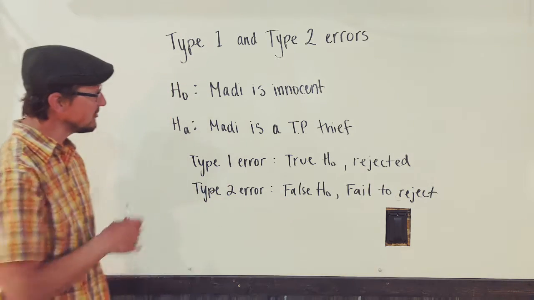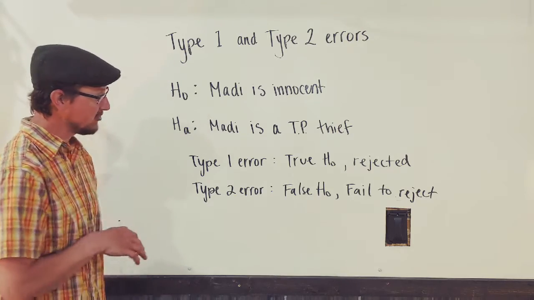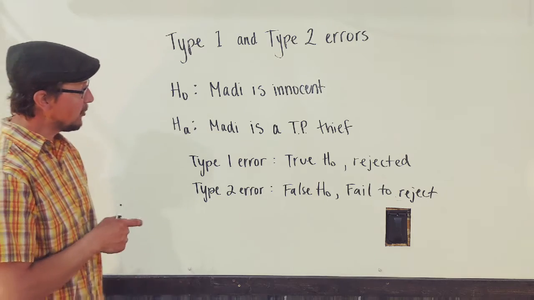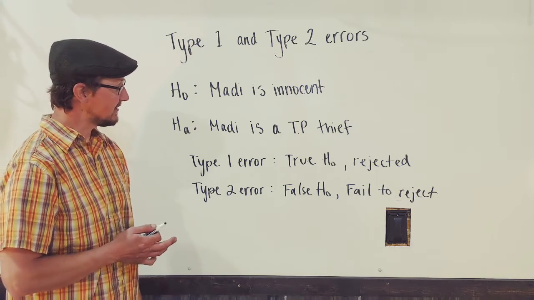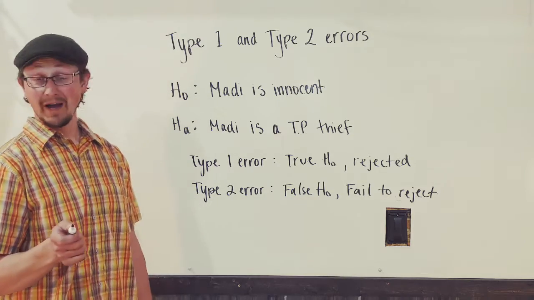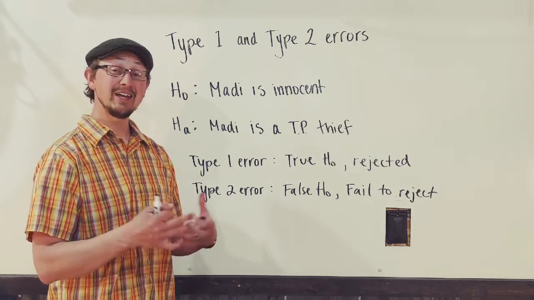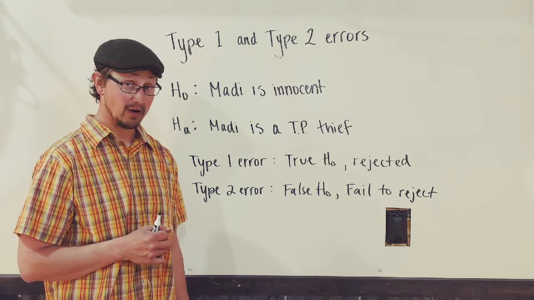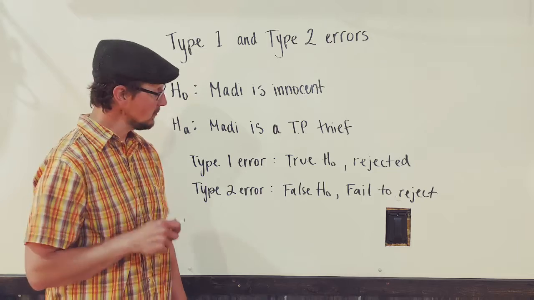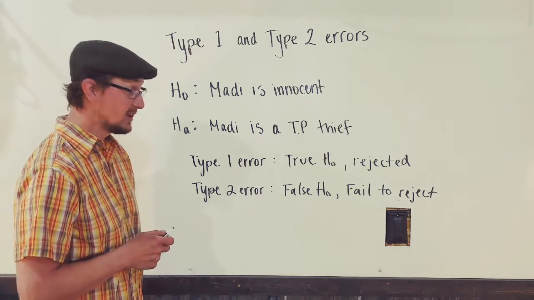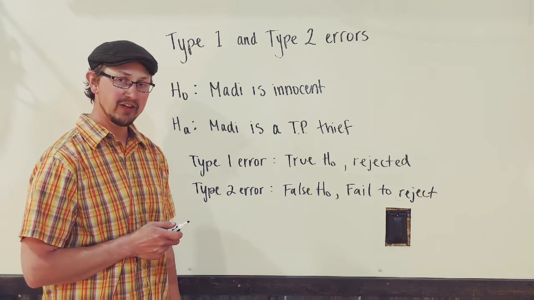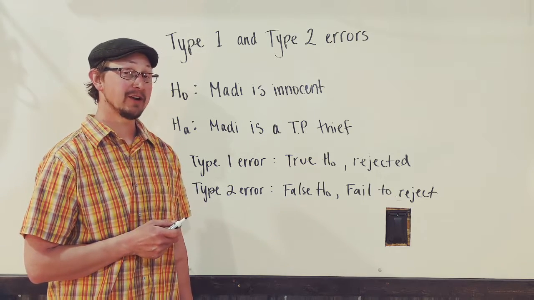Now, in light of this situation, which error is worse, the type 1 or type 2 error? Let's investigate. A type 1 error says she's innocent, but we proclaim she's a thief and lock her up. Meanwhile, the true TP thief continues their rampage of terror, and innocent Maddie is behind bars. What happens in a type 2 error? She indeed is a TP thief, and we say she's innocent, releasing her to do her nefarious deeds.